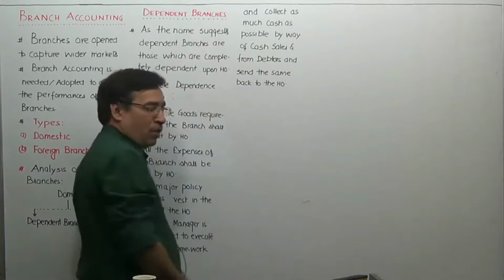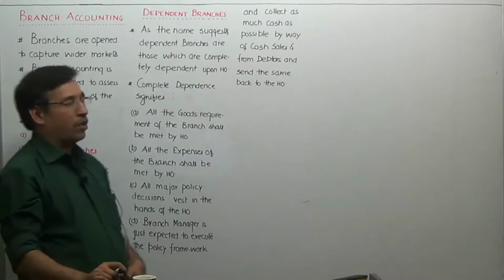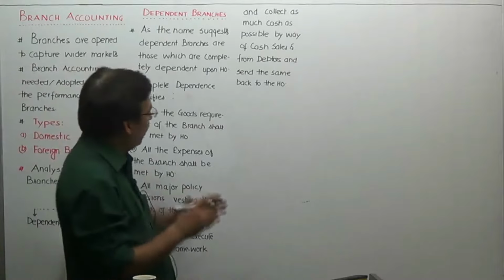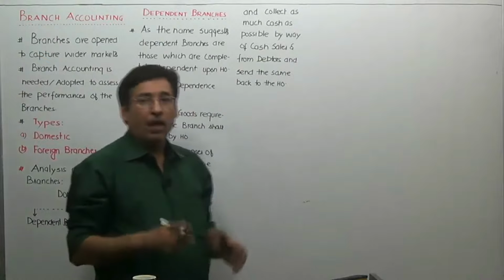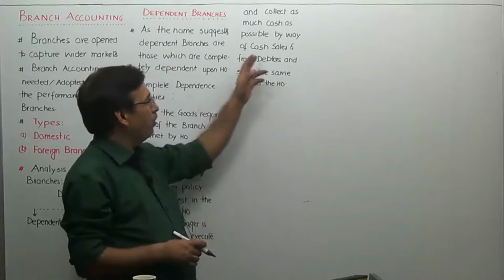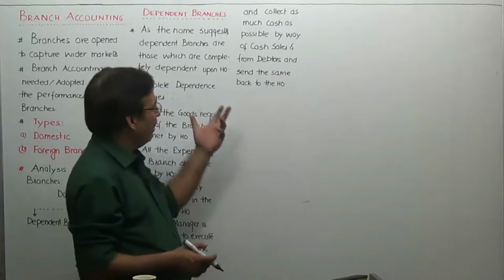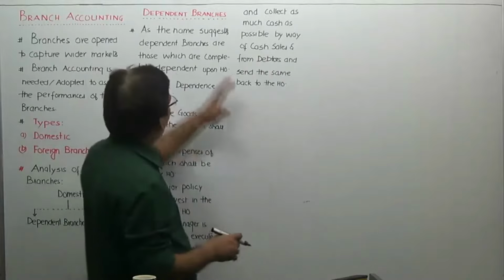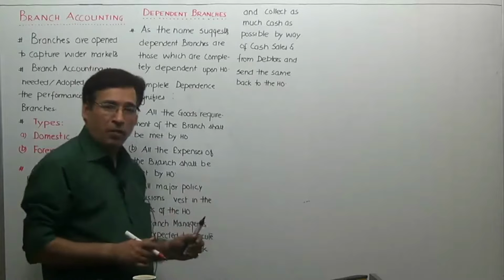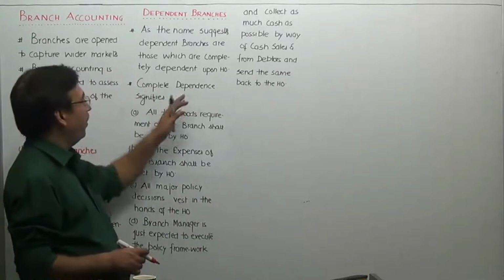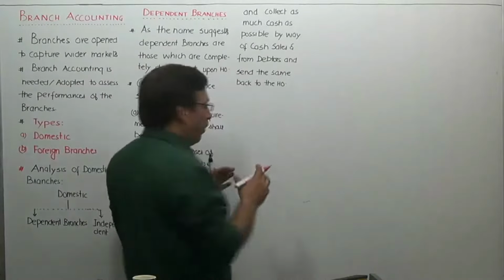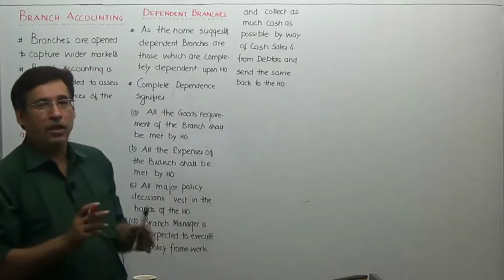So that's the basic task of the branch manager: to the best of his ability, execute the various policy framework forwarded by the head office, try to collect as much cash as possible from cash sales and debtors, and then send it back to the head office. So that is what we mean by dependent branches. Dependent branches means branches which are completely dependent upon the head office, but the meaning of complete dependence should be absolutely clear.